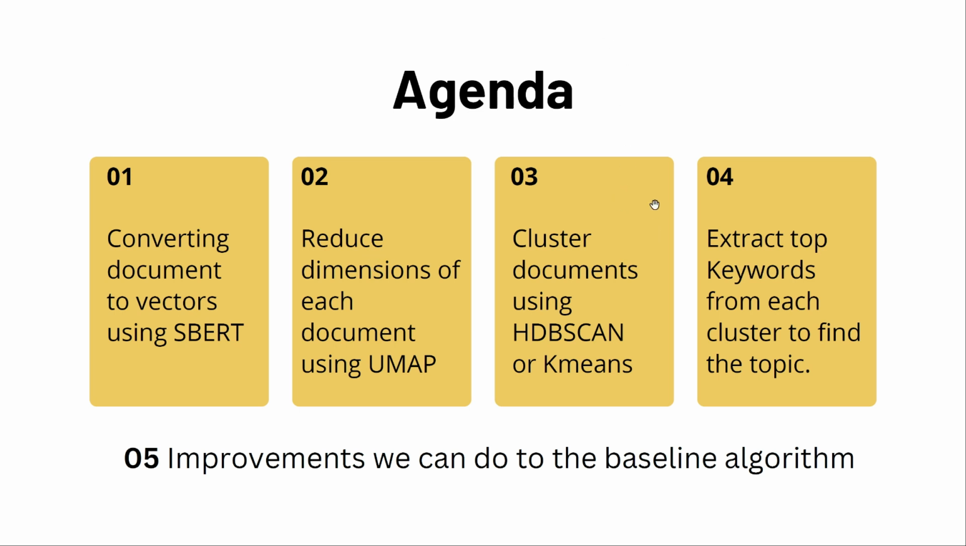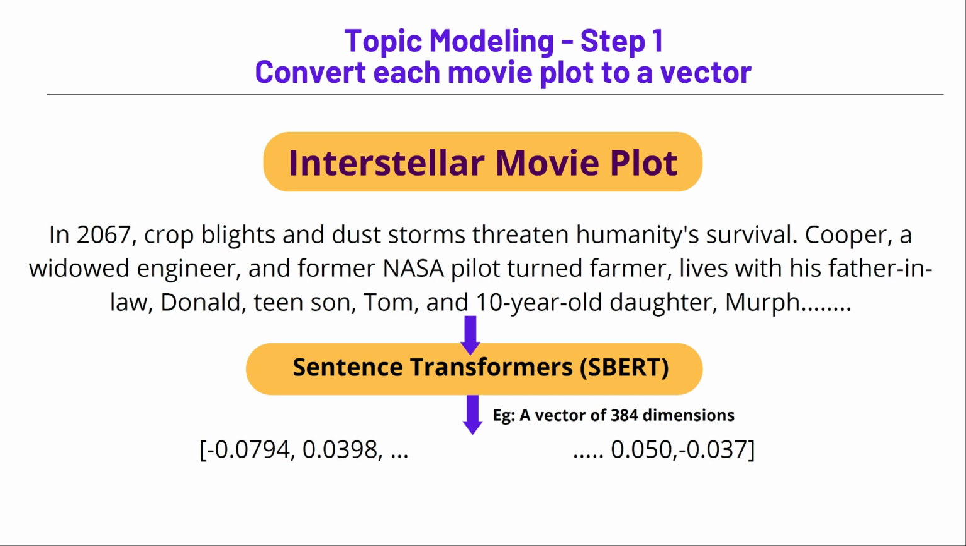Then you will use clustering algorithms like HDBSCAN or k-means to cluster all these movie plots into some n clusters. Then from each of those clusters we'll extract the top keywords, because we need to identify the main topic or theme for each cluster, and we can only do that if we find the top keywords from there and then attach a topic to it. And the fifth point is we are going to discuss different improvements to this baseline algorithm. This baseline algorithm is taken from the BERTopic library, and we'll see how we can improve it with some interesting techniques. So let's first understand step 1 of topic modeling.